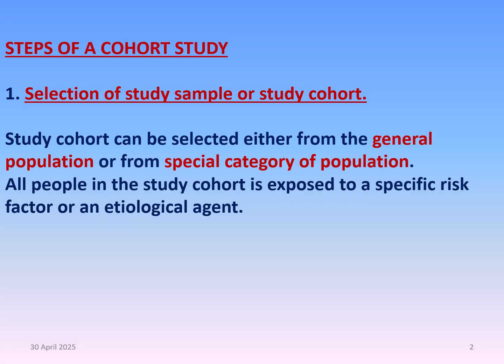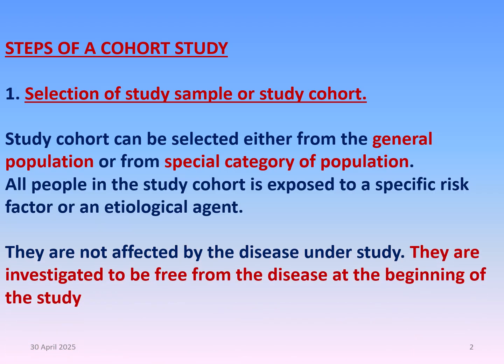Study cohort or exposure cohort can be selected either from the general population or from special category of population. All people in the study cohort are exposed to a specific risk factor or an etiological agent. They are not affected by the disease under study. So, all those in the study cohort or exposure cohort are investigated to be free from the disease at the beginning of the study itself.